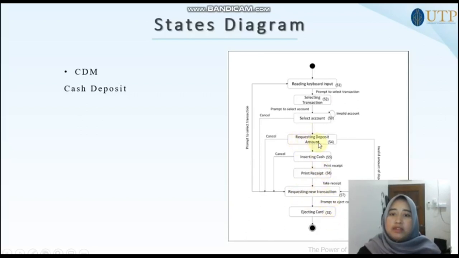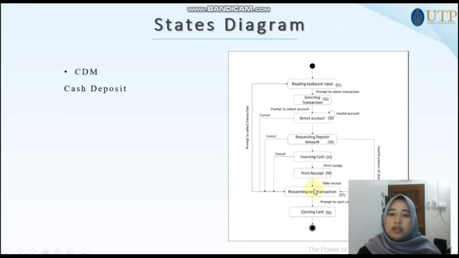Next, they proceed with the amount to deposit. This will repeat as long as the amount is invalid. They can also cancel from this stage and they can eject the card. And then the user will insert the cash envelope. The user can also cancel from this stage. And then the receipt will be printed.